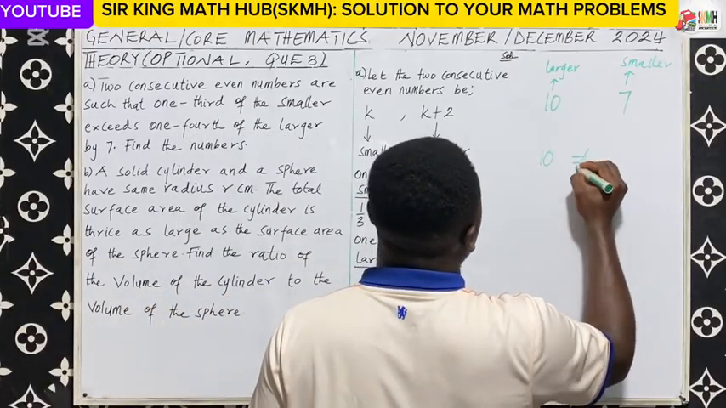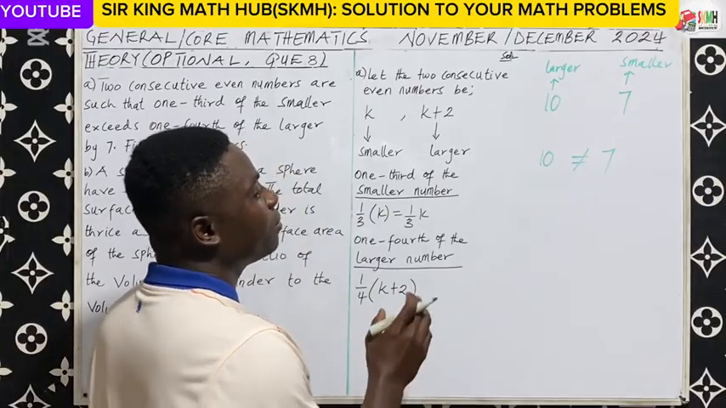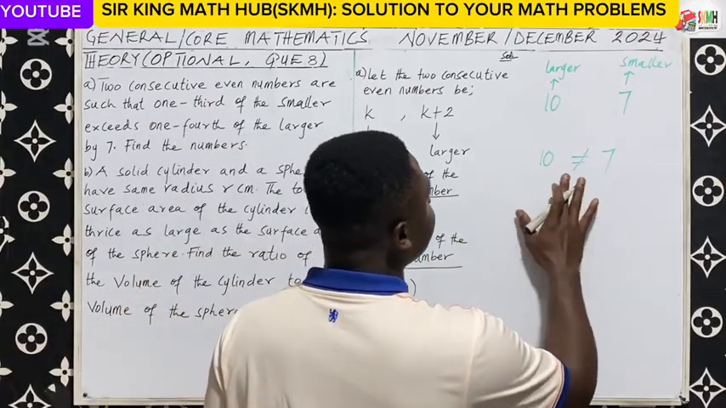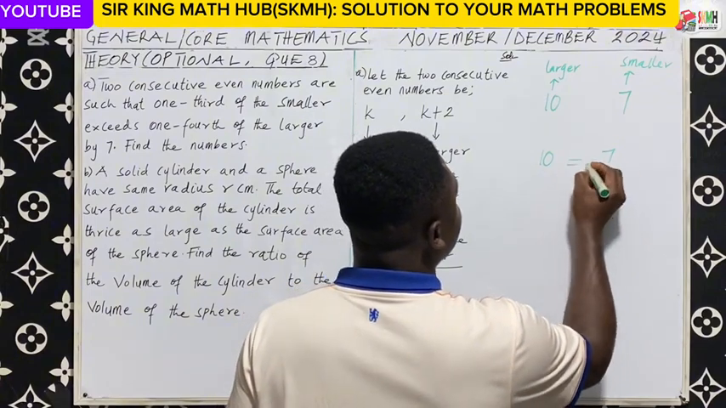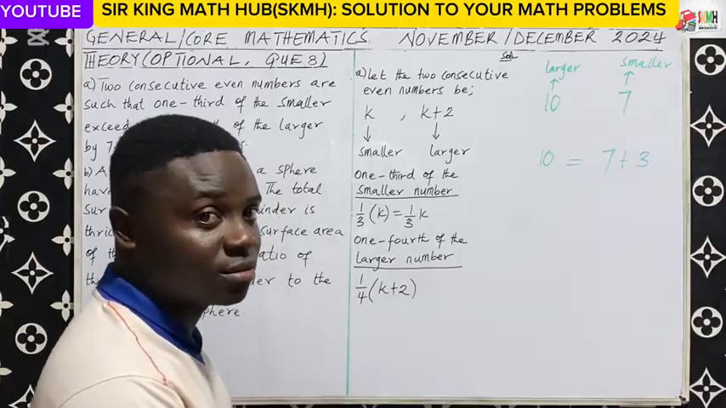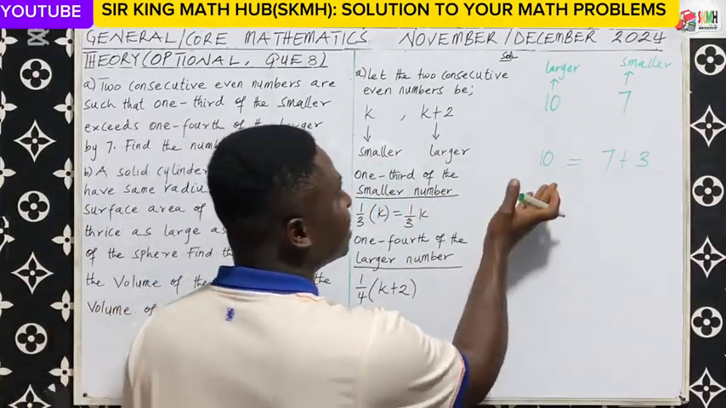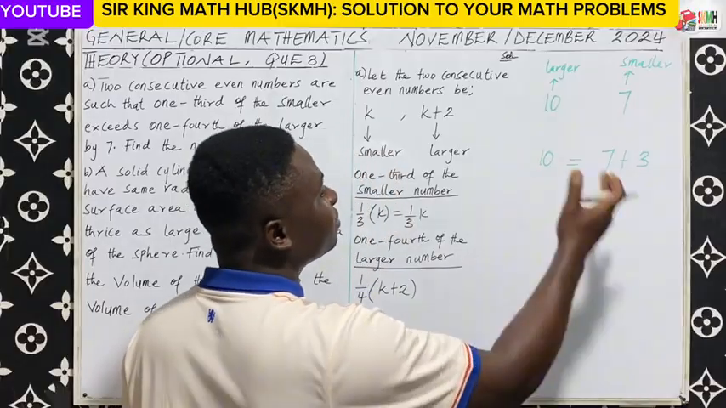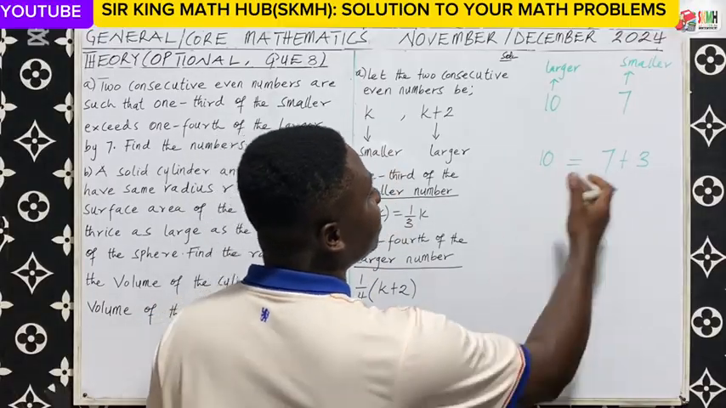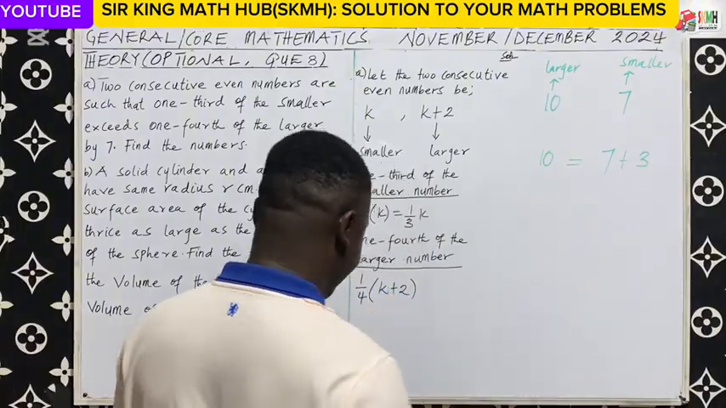10 is not equal to 7. That is true. But for 10 to be equal to 7, we need to add 3 to 7. So this can be written as 10 exceeds 7 by 3. That is what we have written.